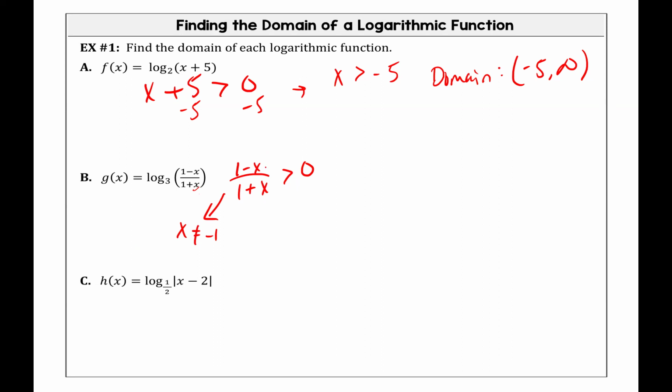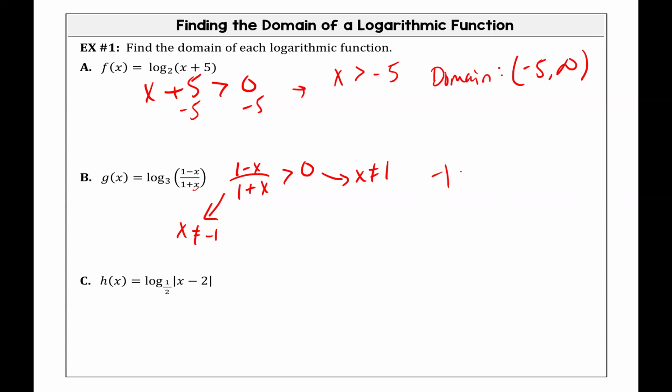-1. And then in order to be greater than 0, x cannot equal 1. Does that make sense? Because 1 minus 1 would make 0 in the numerator, and -1 plus 1 would make 0 in the denominator. So therefore, my domain is x is sandwiched in between that.